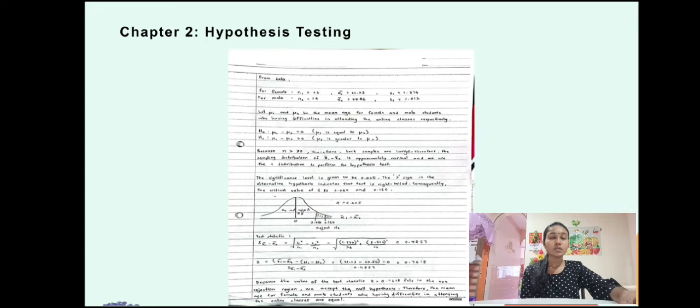So, using the formula, we have to find the test statistic. Because the value of the test statistic t equals 0.7618 falls in the non-rejection region, we accept the null hypothesis. Therefore, the mean age for female and male students who have difficulties in attending the online classes are equal.